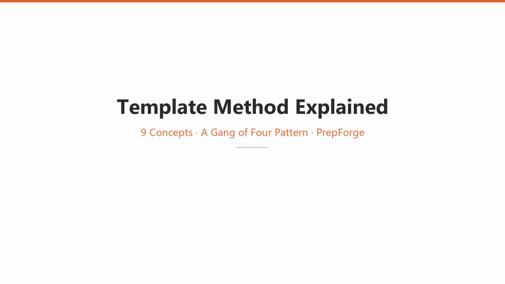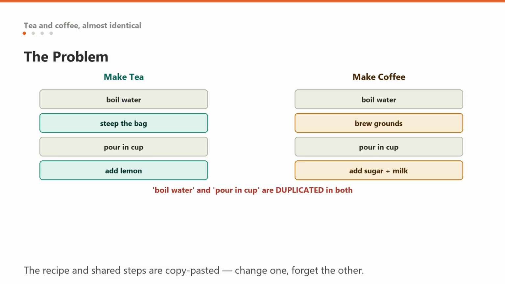In this video, we'll build it up with the classic example, making a hot beverage, and cover primitive operations, hooks, the Hollywood principle, and how it differs from the strategy pattern. Let's get started. Let's start with the problem.